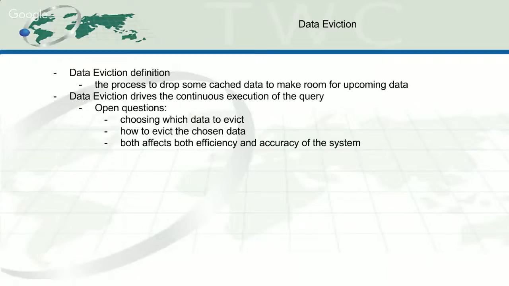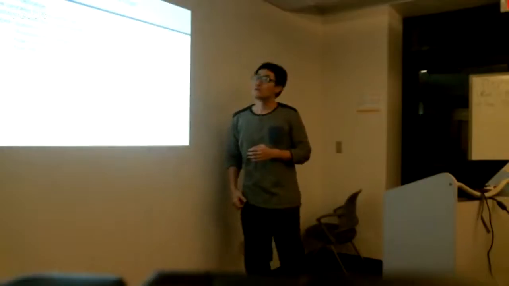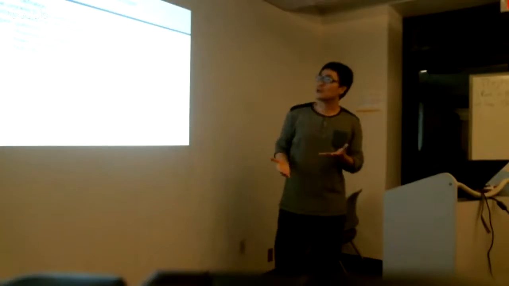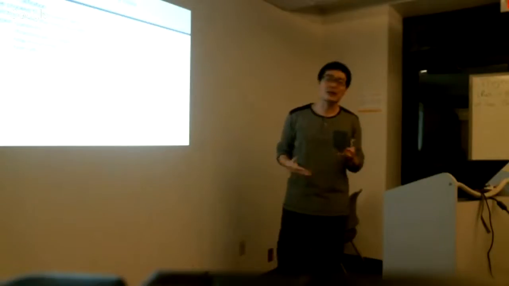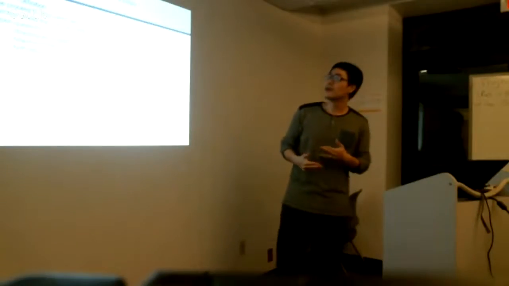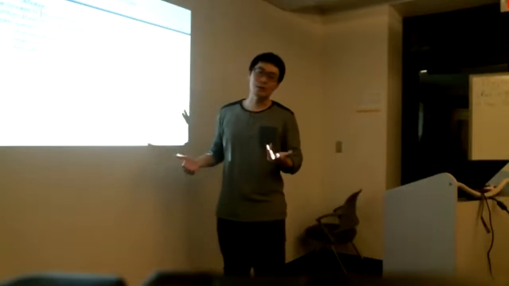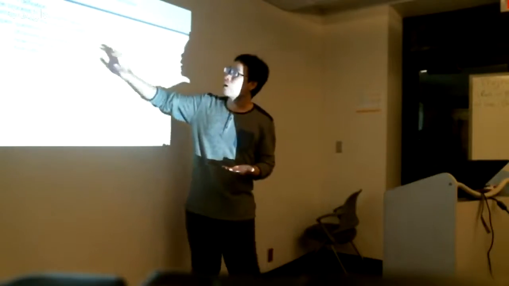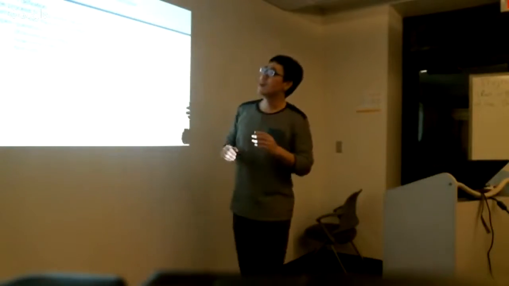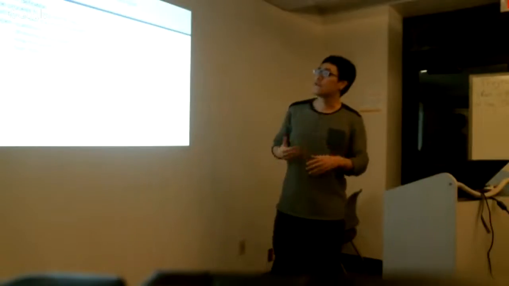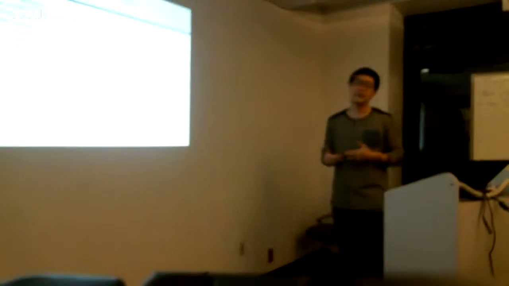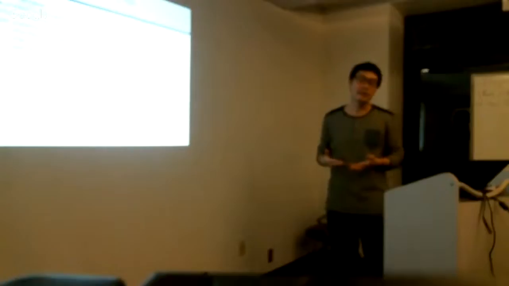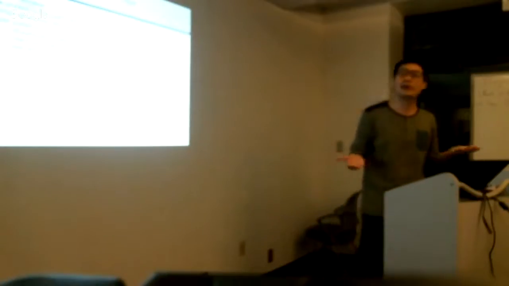First of all, choosing which data to evict. According to what you choose that data to evict, that's kind of an open question. That's also a research question. The second one is how to evict the chosen data. Because the algorithms to efficiently evict the data will affect the accuracy and efficiency of the system, which is also an open question. How many ways are there, and if possible, can you compare those different ways, such that people can know which performs better or not?